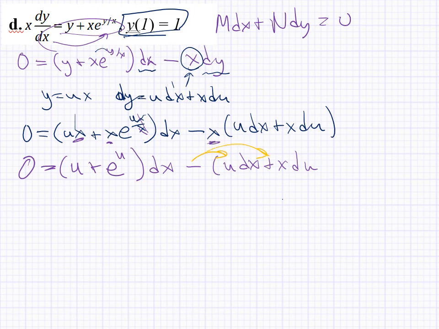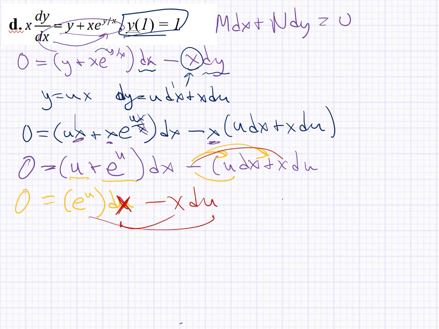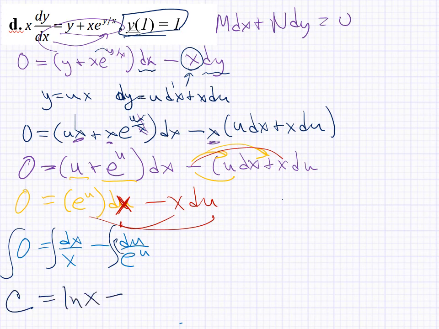So now this negative can distribute in here and here. I can group my dx's, and we can go to finish this off. So this will be u plus e to the u minus u dx. So the u's cancel, just giving me e to the u dx. And then this here is going to give me a minus x du. So divide this x here, divide this e to the u here, and I end up with 0 equals dx over x minus du over e to the u. Integrate, very easy in this case, because this will be e to the negative u when I bring it up. So I'm going to get c equals log x minus, or actually it should be plus, e to the negative u, because the integral of e to the negative u would cancel out with this negative here.